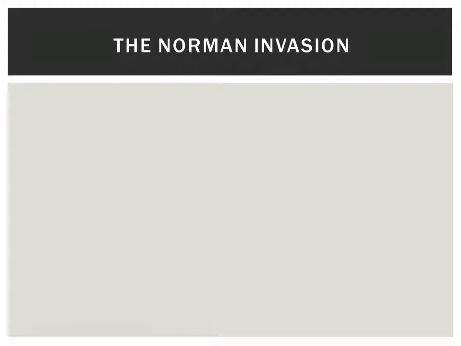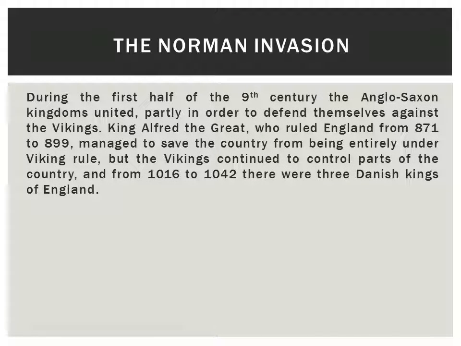And then finally, for this first presentation, the Norman invasion. And this is why I chose the year 1066, because the Normans invaded in that year. Now, the Anglo-Saxon people got together during the 9th century to defend themselves against the Vikings. And there's only one king of England who's ever called the Great, and that's King Alfred. And he ruled in the later part of the 9th century. And he saved the country basically from being entirely under Viking rule.